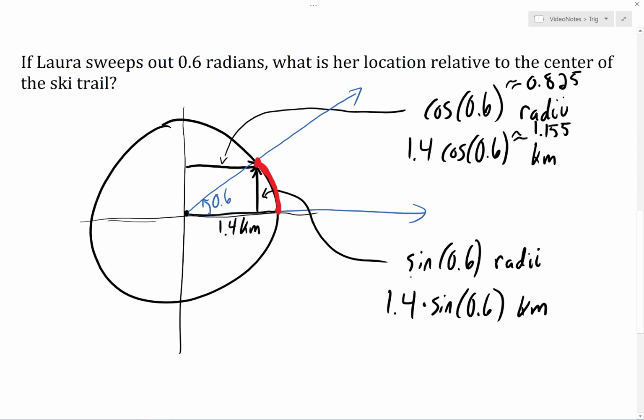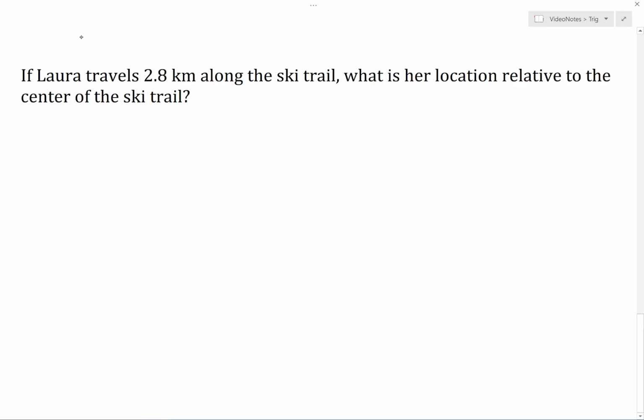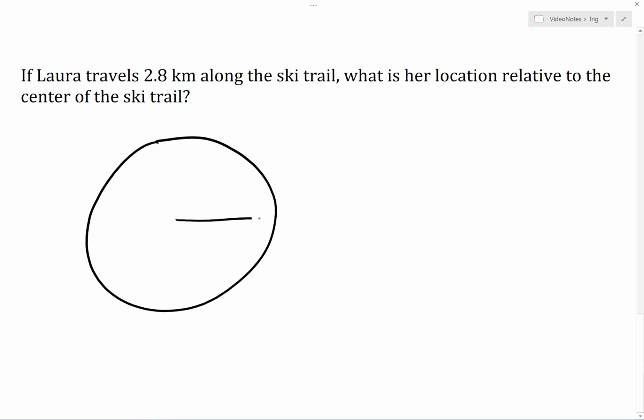Now each of these expressions we could plug into a calculator and find a value, or we could just represent them in that way. On the other hand, if Laura travels 2.8 kilometers along the ski trail, what is her location relative to the center of the ski trail? Start by drawing a diagram. We have our circular ski trail with a radius of 1.4 kilometers. She starts at the 3 o'clock position, and then she travels 2.8 kilometers along the ski trail.